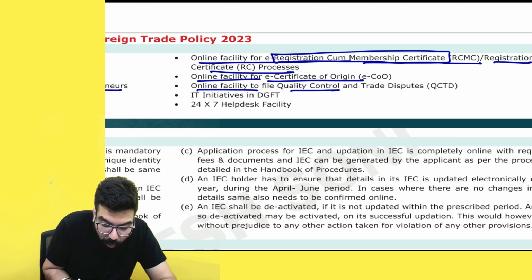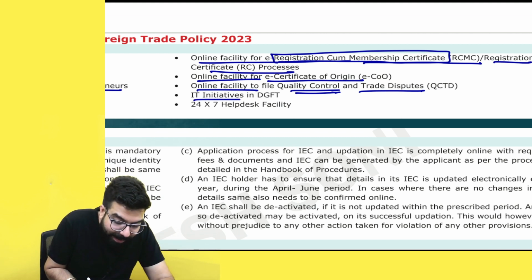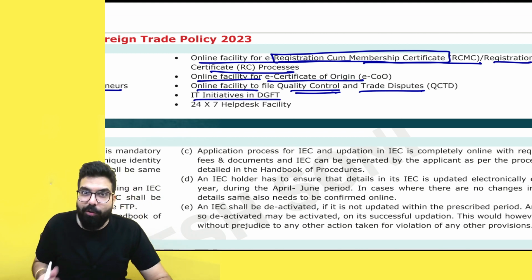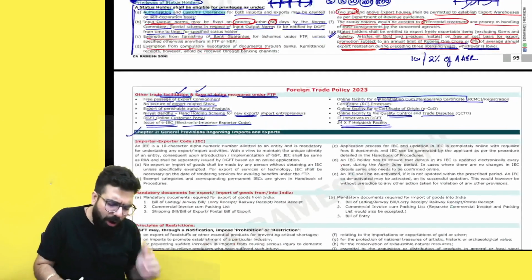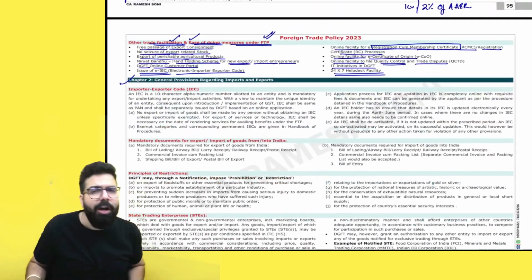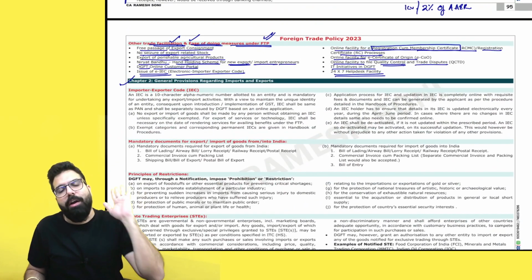Online facilitation for quality control and trade dispute. IT initiative, information technology is now used by the DGFT. A 24/7 help desk facility has been launched. All these are the various trade facilitation measures which are being implemented under the foreign trade policy.